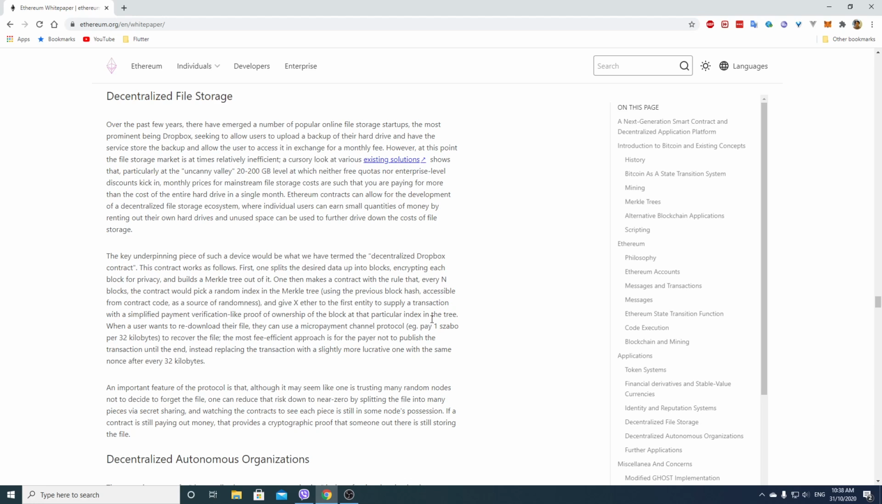Okay, so the idea here is that they pick one block at random, and if you happen to know that you're the guy who needs to provide it, then you give the Merkle proof that you actually have it. That checks that at least somebody somewhere has the data.